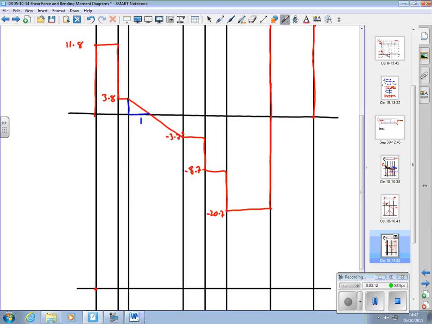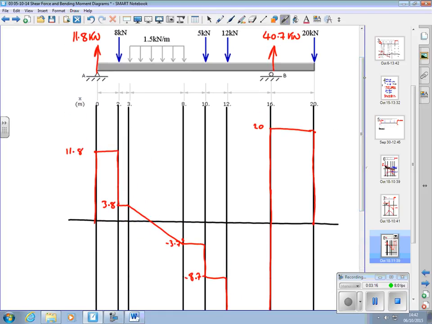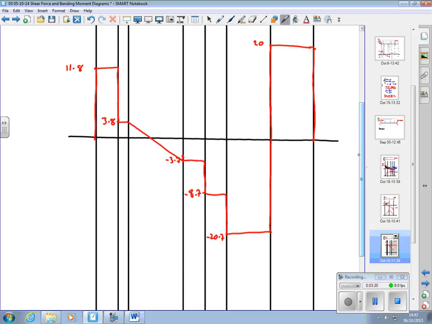Another way to think about it is it's coming down at the rate of 1.5 kilonewtons per meter. So it's starting at 3.8 and it's coming down at the rate of 1.5 kilonewtons per meter. At what point do we cut that axis? So either way, either the idea of similar triangles or to think about the gradient, you can work out what that point is. So I'll leave you to do that.